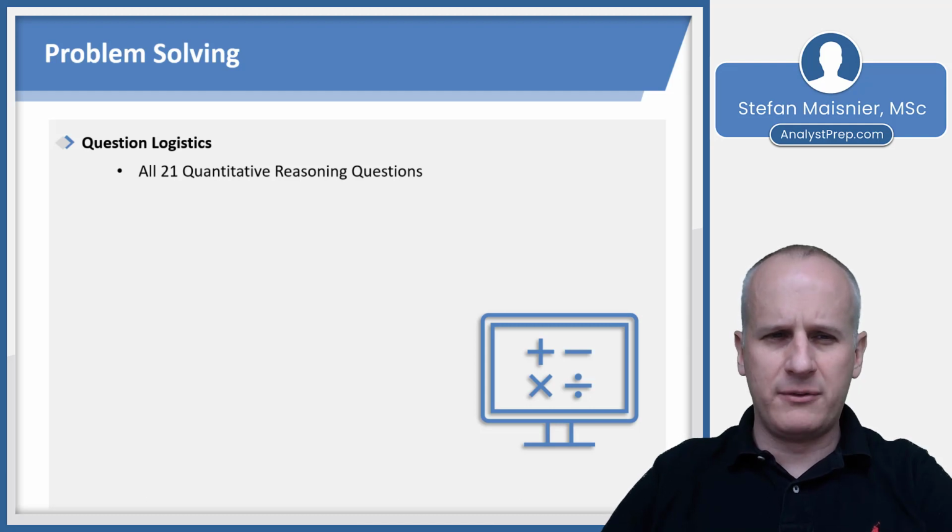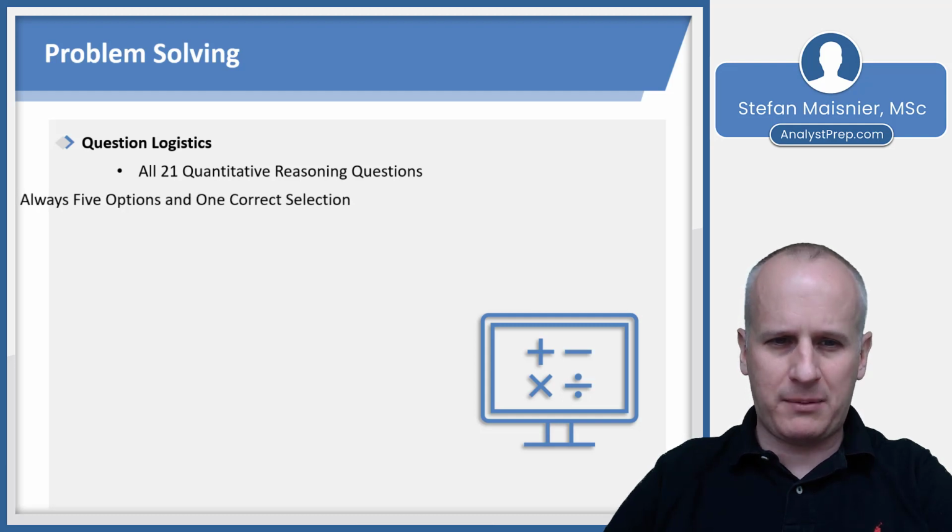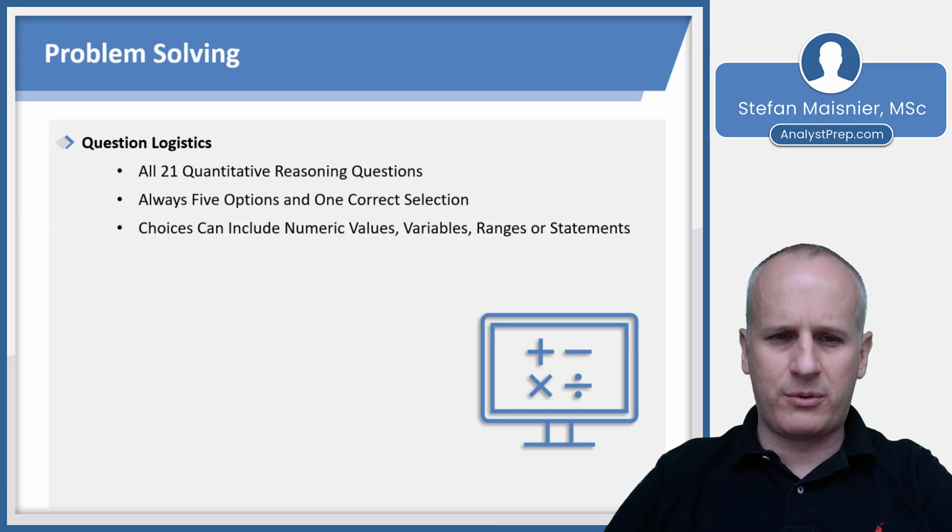If you're familiar with the legacy form of the GMAT, it used to have two types of questions, one of which was called a data sufficiency. The data sufficiencies still exist on this test, but they have been moved to the new data insight section. And now all 21 of the quantitative reasoning section questions in the new 45-minute quantitative reasoning section are problem solving in format. And they're always going to have 5 options and 1 correct selection.